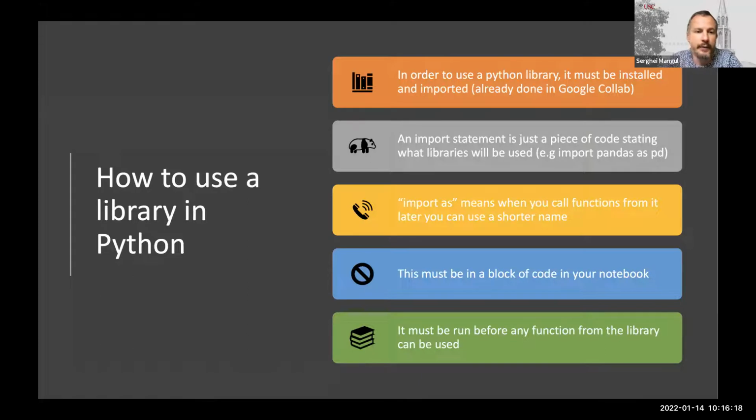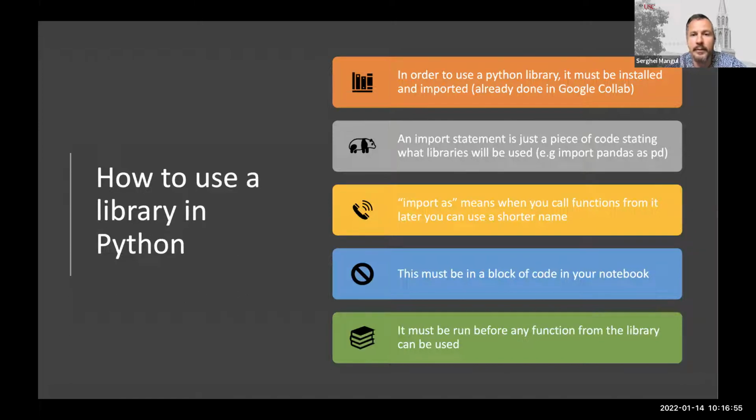Okay, so let's focus on pandas, because I think pandas is extremely important and essential. One thing about libraries: a language comes with libraries, and libraries are collections of tools or commands to help you and make your life easier. You would like to use them because it all simplifies your life. In order to use a Python library, it must be installed and imported. And luckily for you, that's already done in Google Colab.